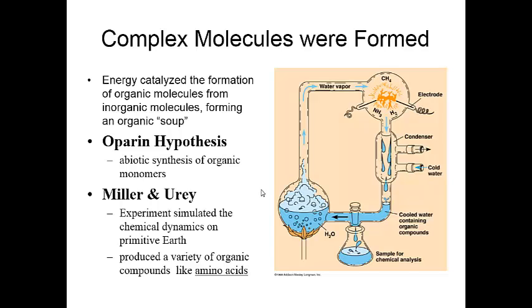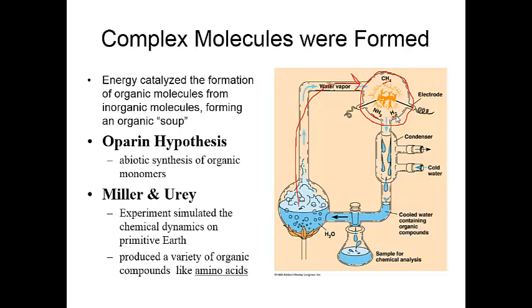An experiment called the Miller and Urey experiment demonstrated how these first organic monomers could have been created abiotically in the atmosphere. The apparatus simulated conditions on early Earth. They boiled water, and that boiled water released water vapor into the atmosphere. They placed into their simulated atmosphere all the gases that were present.